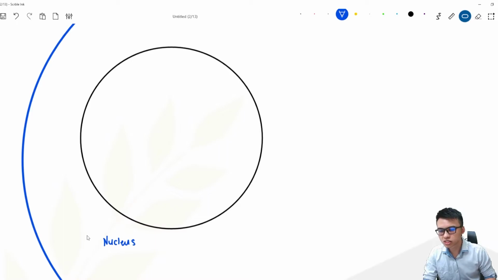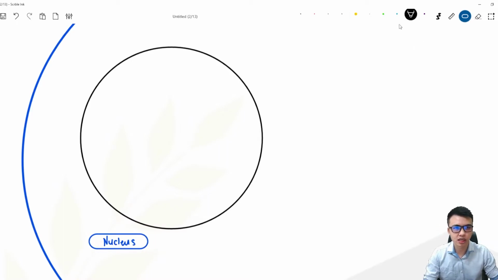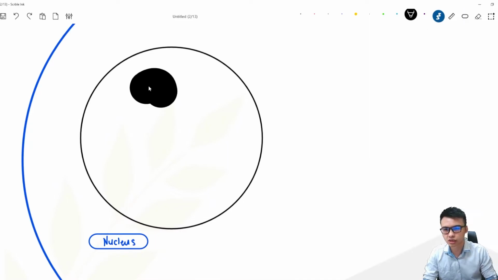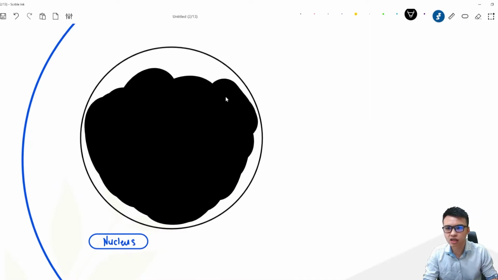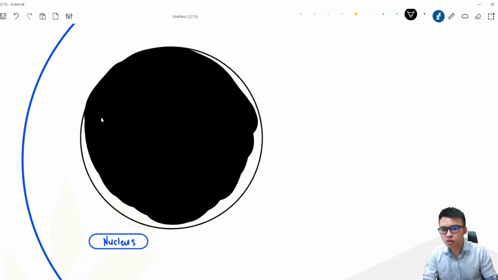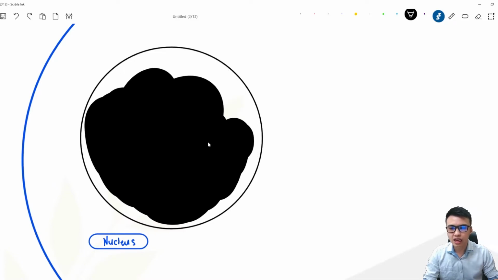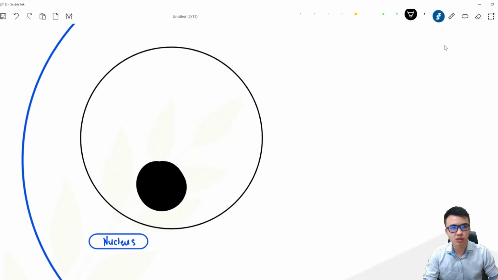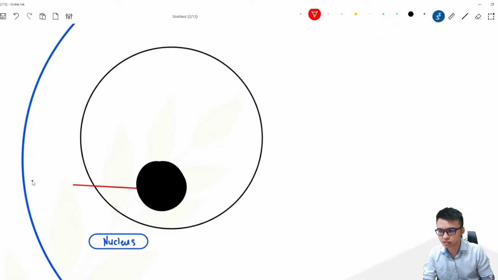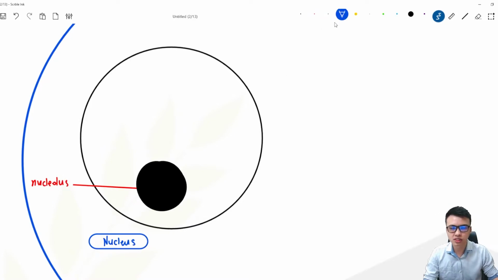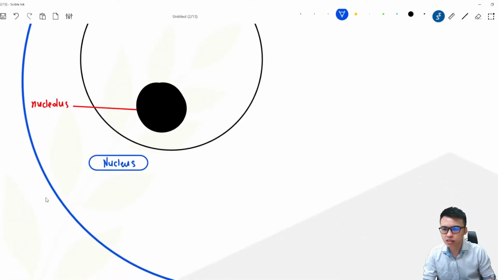In PT3, your science teacher told you that the nucleus is just like a black dot in the cell. Am I right? But your science teacher didn't tell you the whole story of the nucleus. The nucleus is far more complicated than you have ever thought. So the nucleus is actually not a black dot. It actually has a black dot inside the nucleus. This black dot is the nucleolus of the nucleus. So what is the function of the nucleolus? Basically, it is the brain of the cell that is able to control the cell activities.